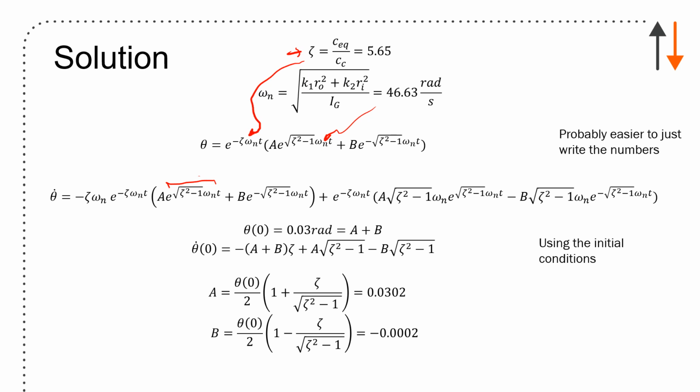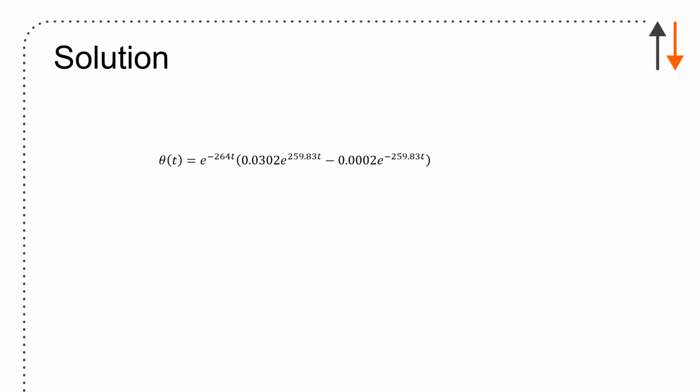Substitute in all the expressions you know. At time zero, theta is displaced by 0.05 rads. That tells you a plus b. Then you know theta dot at zero time, and so you put in all the terms there. You then get a and b, 0.0302 and negative 0.0002. So that's your equation, and that's kind of important. That's where you're going with all of this.